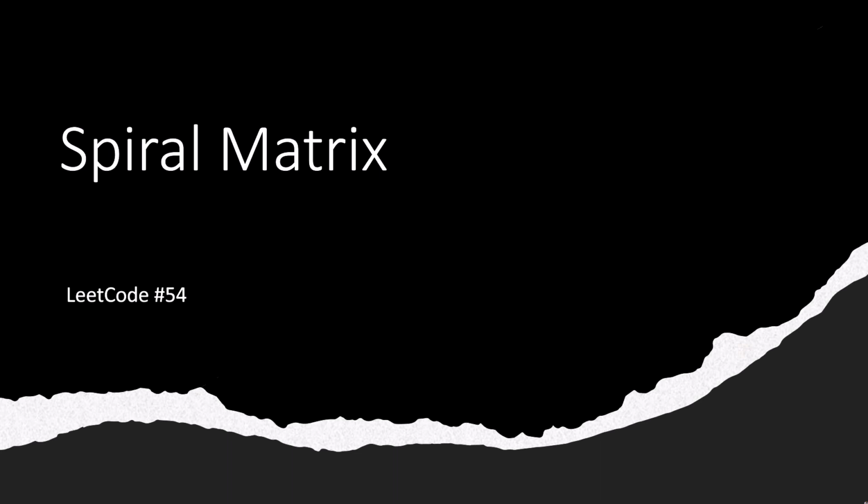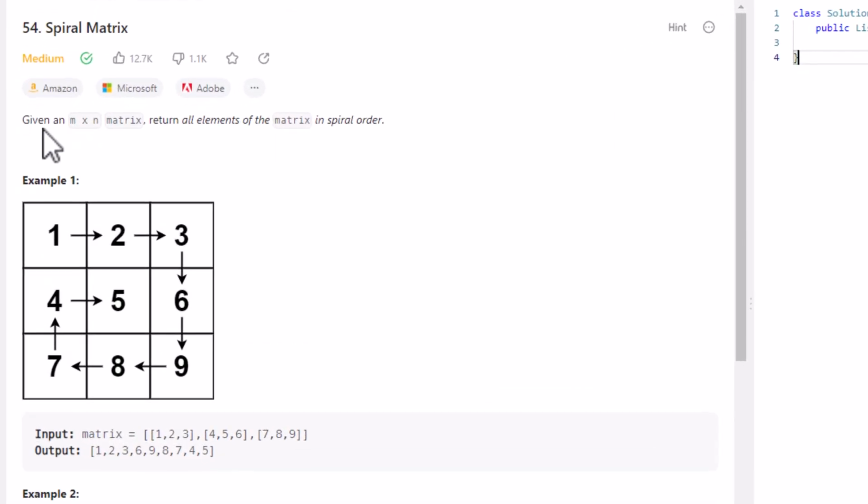Hello everyone. Today we will be doing LeetCode problem 54, which is spiral matrix. This problem states, given an m times n matrix, return all elements of the matrix in spiral order.